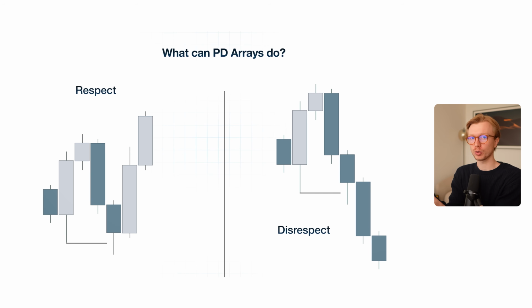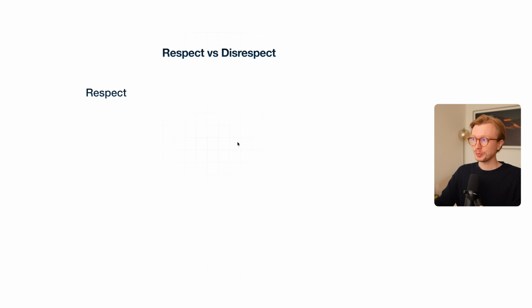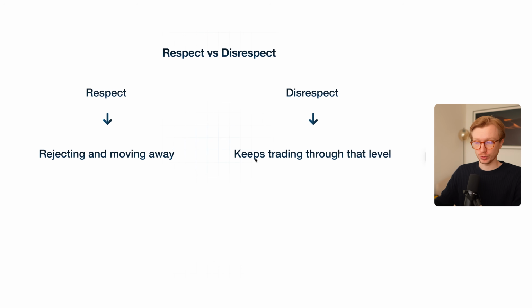We can either respect it or we can disrespect it right there. Respect versus disrespect. Respecting it means that we are rejecting and moving away from it. Disrespecting it means that we are essentially doing the opposite. It keeps trading through that level, so we are disrespecting it. All right, so how do we then combine this with market structure?